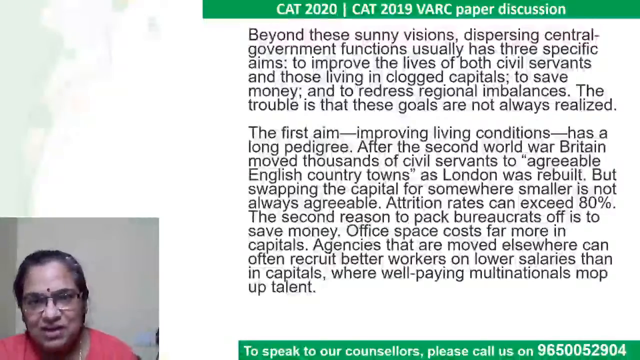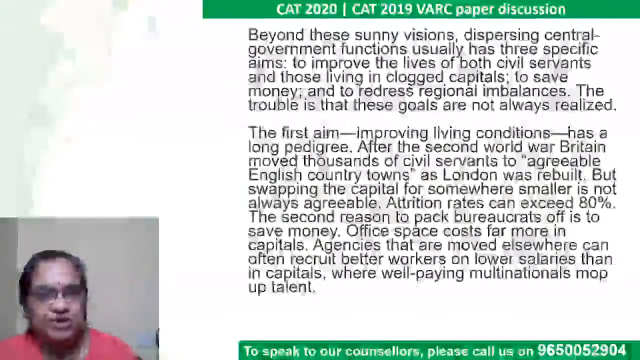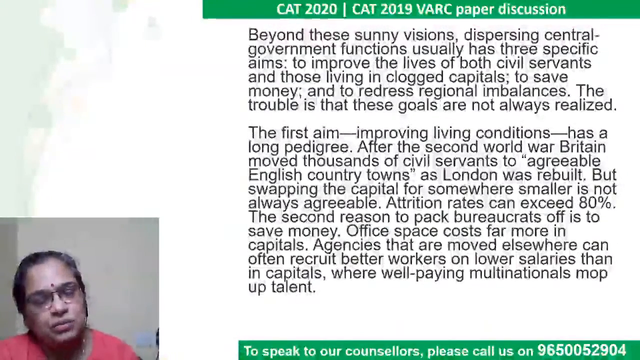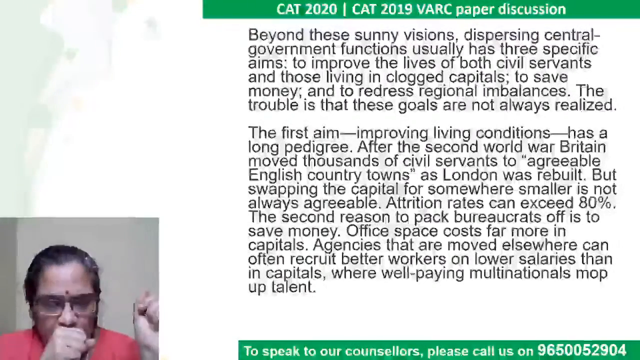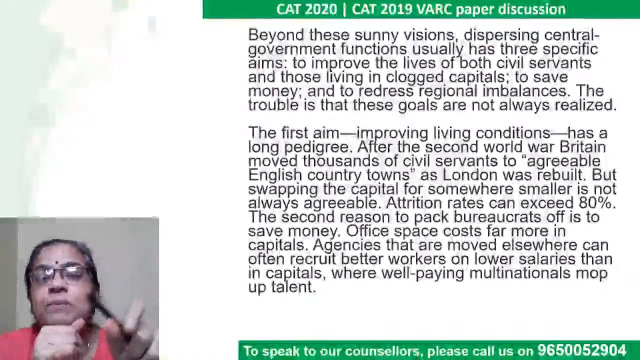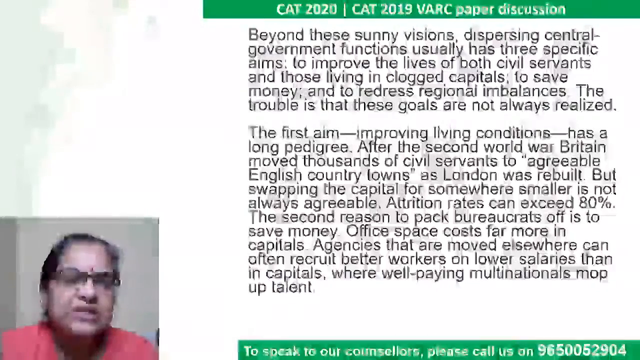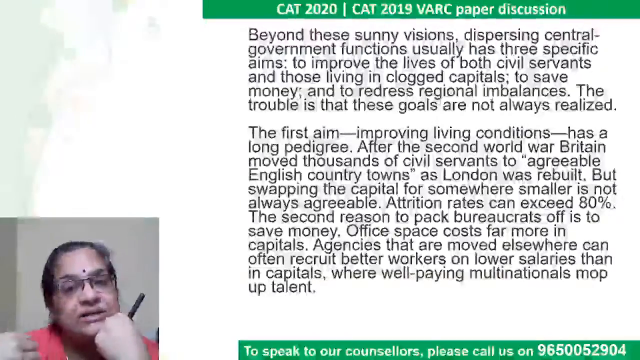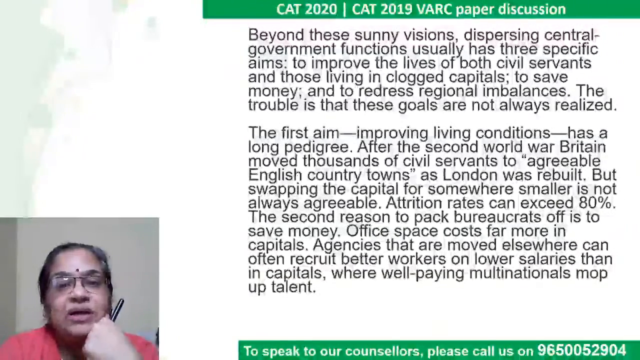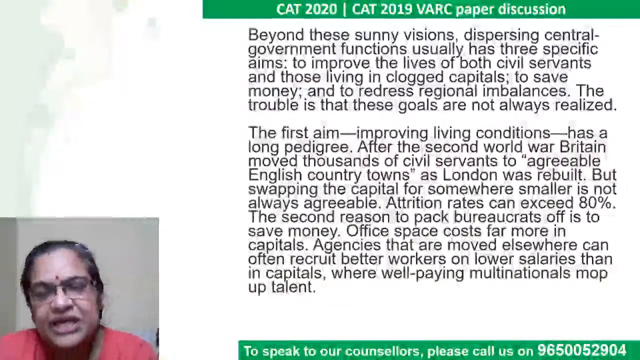These are all fine, idealistic sunny visions, but why do they move the civil servants around? To improve the lives of both the civil servants and those living in clogged capitals. Capitals are all clogged, crowded, overcrowded, stuffed, and that to make life better, to save money, and to redress regional imbalances.